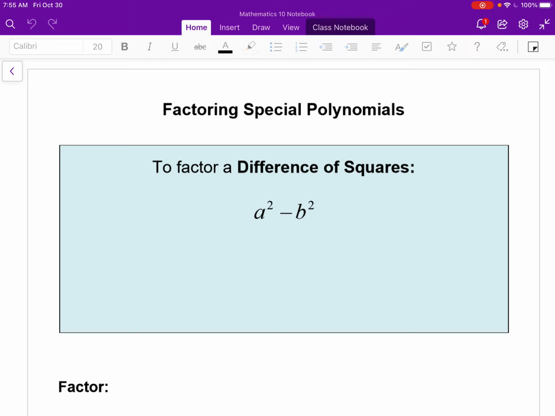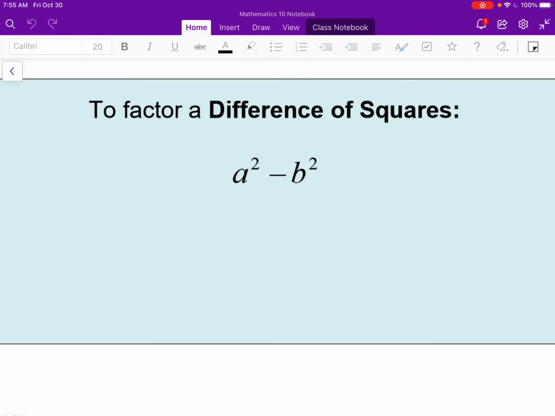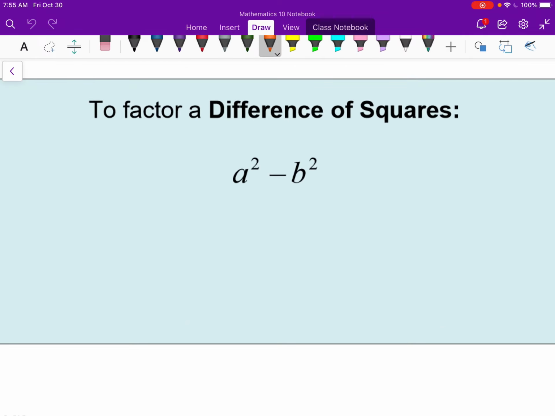So one example of these special polynomials is what we call a difference of squares. A difference of squares is when you have two perfect squares, and that's what I see here. a squared is a perfect square, same as a times a. b squared is a perfect square, same as b times b. And I'm finding the difference of them. Difference means subtraction, so quite appropriately called a difference of squares.